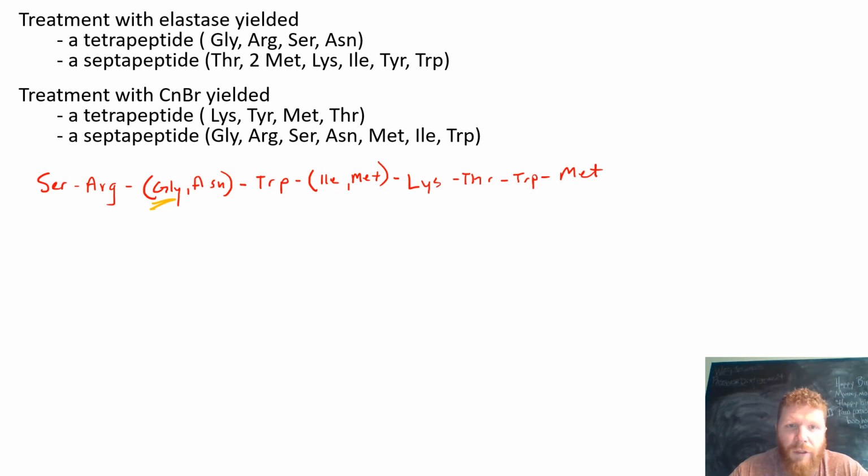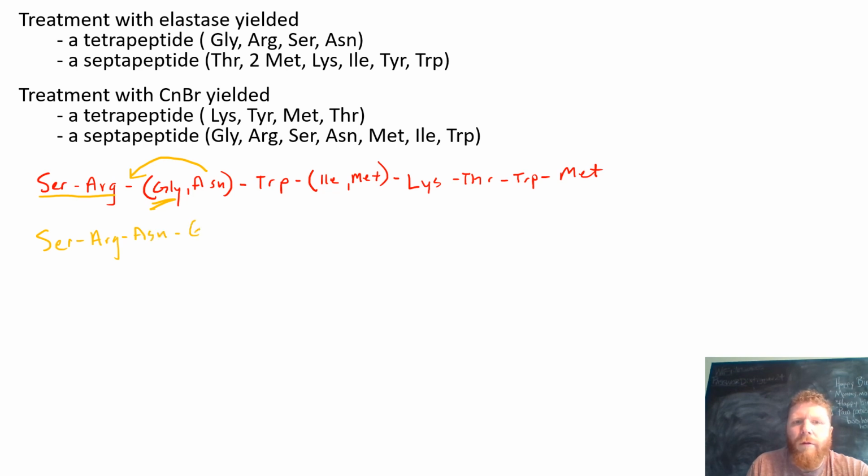Now, when we cut with elastase, which cuts after those small residues, we're going to find glycine and asparagine, serine, and arginine all in one peptide. Now when you look at that, we know from our previous data where serine and arginine fall, but we don't know if asparagine comes before glycine or glycine is after. Now, if elastase is going to cut after glycine, and we're going to have that asparagine in that peptide, asparagine has to precede it.